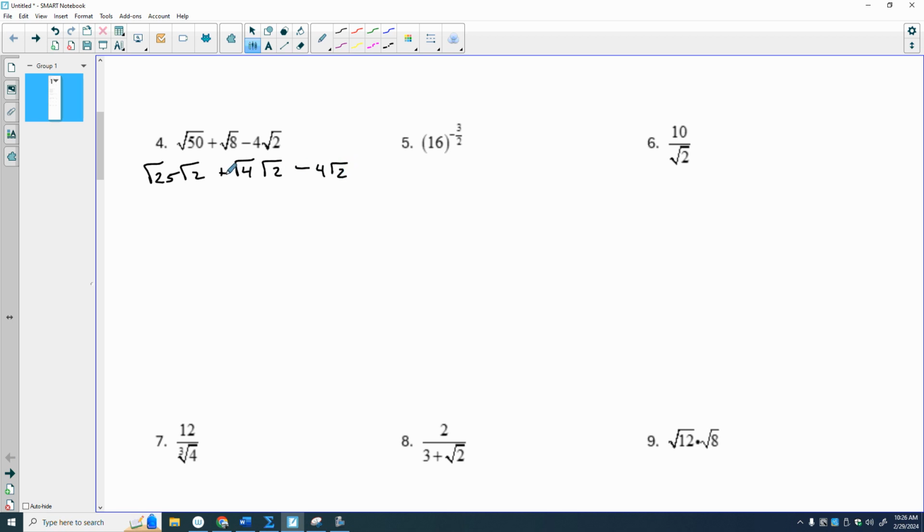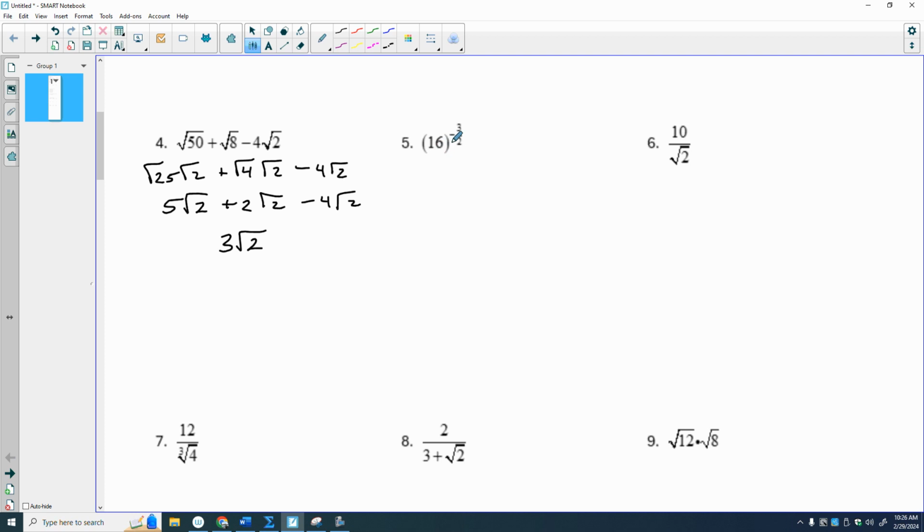And what I notice is I have square roots of 2 all the way across, which is good. Square root of 25 is 5. Square root of 4 is 2. And minus 4 square roots of 2. 5 plus 2 is 7. 7 minus 4 is 3.